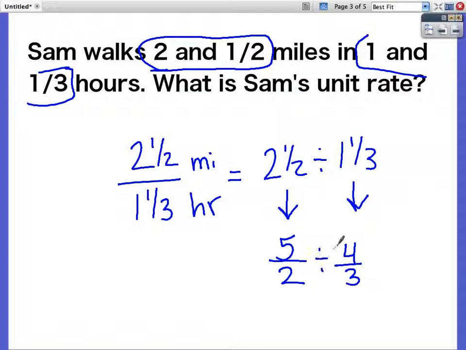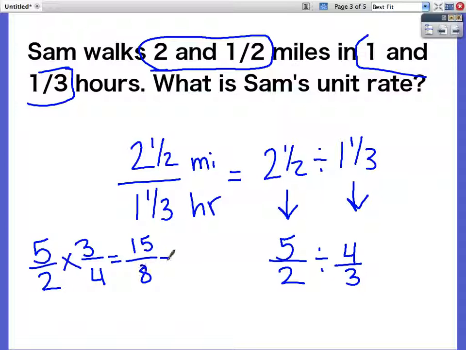And so this is our new problem, right? To continue this, we have to keep, change, flip. I'm going to come over here to the left to do that. Keep, change, flip. All right. Now we look for things to cross simplify. There's nothing, so we multiply straight across.